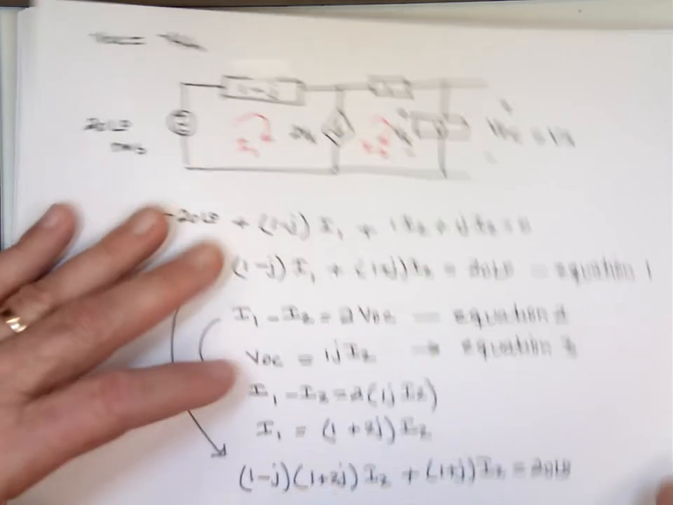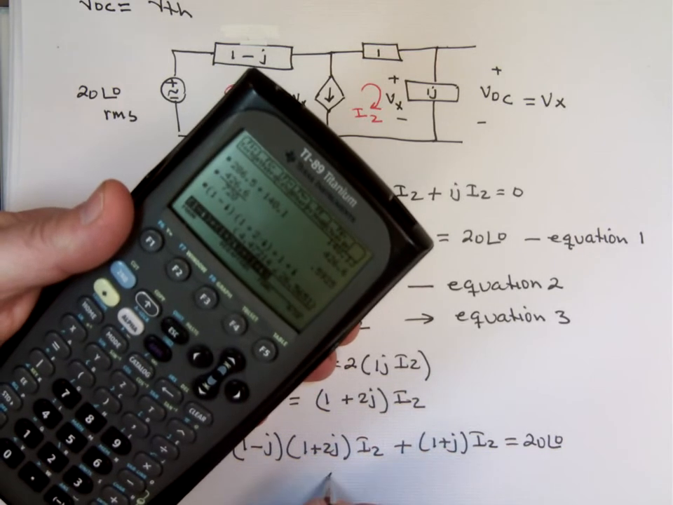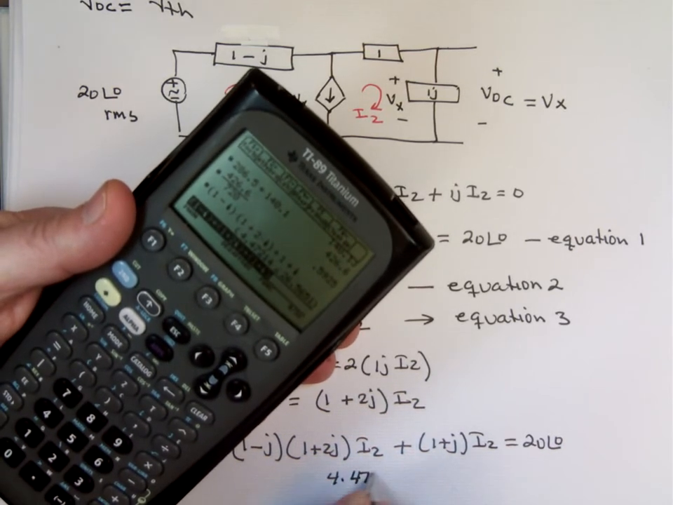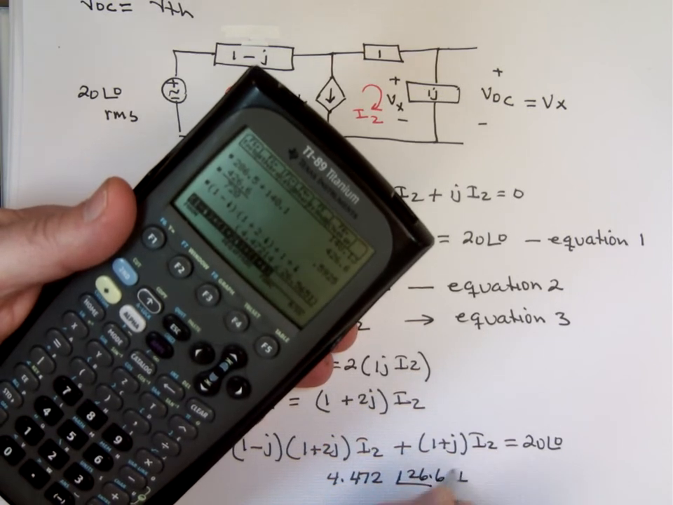I can combine all of these on my calculator in one step. Here we go. (1 minus j) times (1 plus 2j), add to it (1 plus j). So I got 4.472 angle 26.6, because I'm in polar mode. So 4.472 angle 26.6 I sub 2 is equal to 20 angle 0.